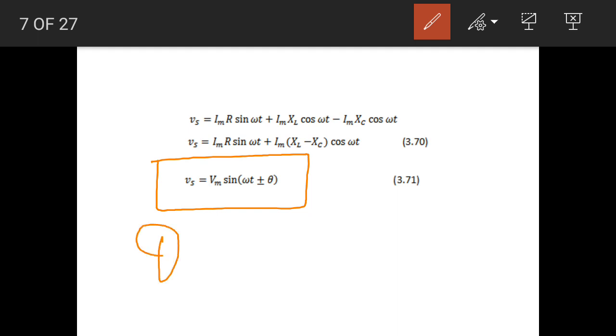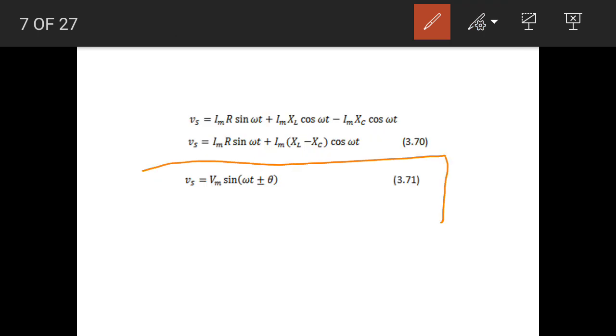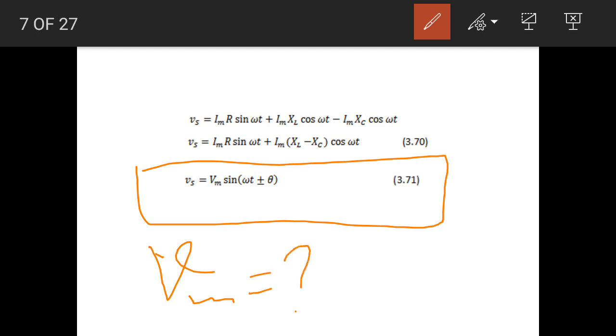If theta is 0, the entire series circuit behaves like a resistive circuit. If theta is positive, then the entire circuit behaves like inductive circuit, and if theta is negative, the entire circuit behaves like capacitive circuit. Anyhow, this is the general equation for the source voltage. We need to find out the peak value or the maximum value of this AC voltage, and we need to find out the phase angle of this AC voltage.